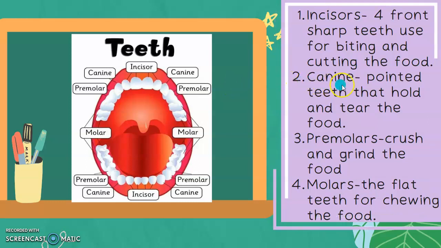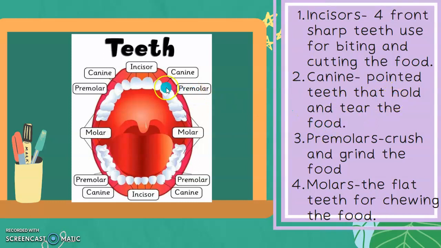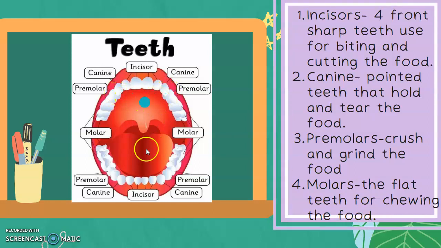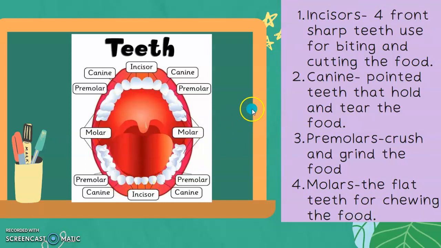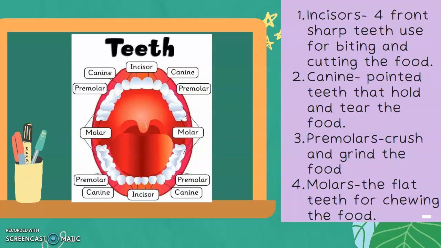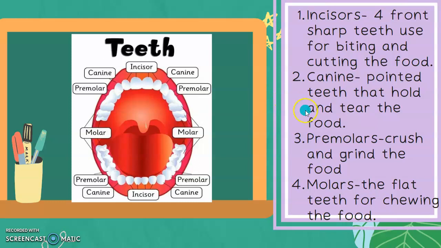Ang ikalawa ay ang canine o yung pointed teeth that hold and tear the food. Pointed teeth, para siyang pangil, ano? Merong 2 sa taas at meron ding 2 sa baba. Ito yung ginagamit nating pangkagat sa pagkain na medyo matigas kagaya ng karne.